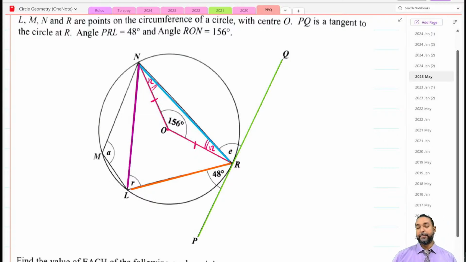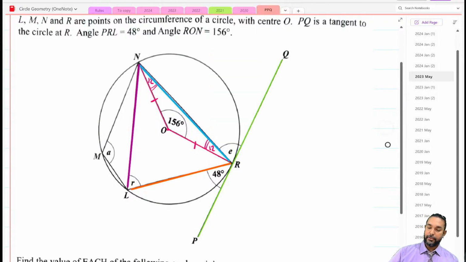So the blue line and the orange and the purple as well. But the blue line and the orange line each have an angle with the green tangent, not so? And what's the rule with that? The angle between tangent and chord is equal to the angle in the alternate segment. Okay, I'll just use green.